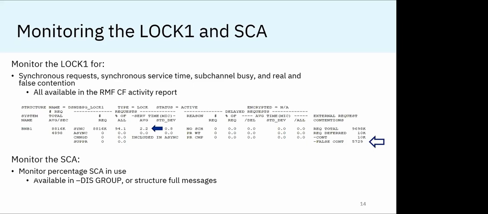But we also tell the customer to monitor both of these as appropriate. For the SCA, it's important to monitor the percentage of the SCA in use. So this is available actually in the display group, also in structure full messages.